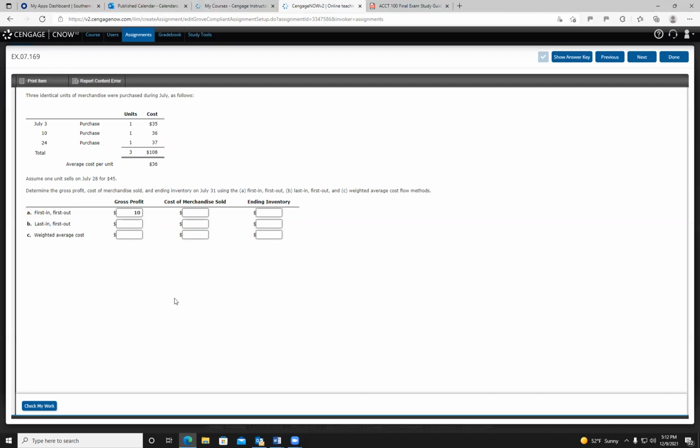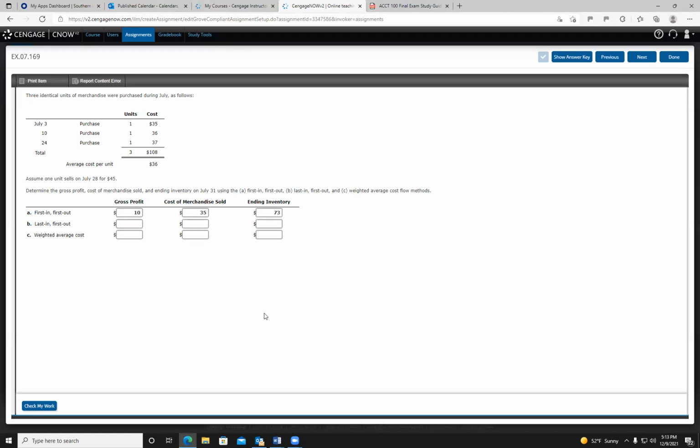Now it's asking you, what is the cost of your merchandise sold? Well, we sold 1 unit and we sold the unit that we purchased July 3rd based on the FIFO, first in, first out. So your cost of merchandise sold is going to be that $35, because it tells you the cost. And we're assuming that the one item we sold was the one we purchased on July 3rd. Now, your ending inventory balance is simple. You're going to take the $108 that was your total cost of items purchased, and subtract $35. So your ending inventory balance is $73.